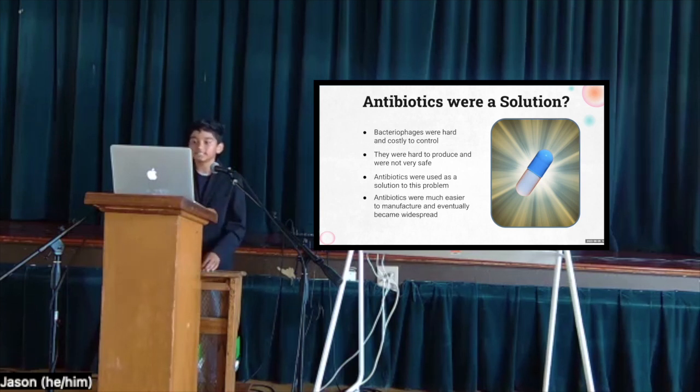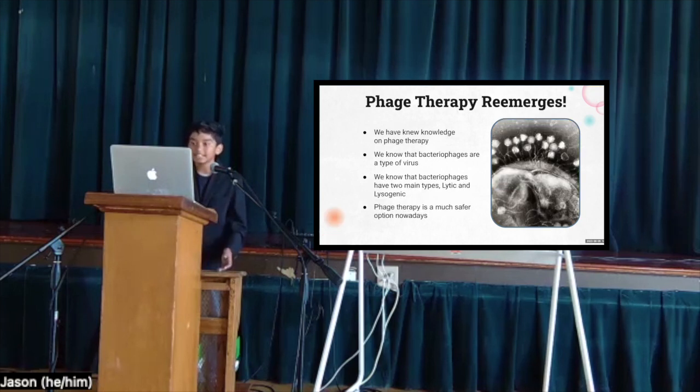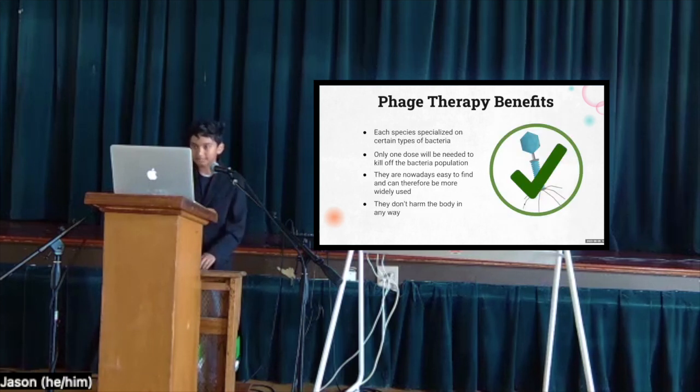With our new technology and understanding, we're ready to take another stab at it. Nowadays, we have new knowledge about the different types of bacteriophage and how they work by studying them more closely. We now know that bacteriophages are in fact viruses, and there are two main types, the lytic and lysogenic. Well, let's talk about the possible benefits of phage therapy.